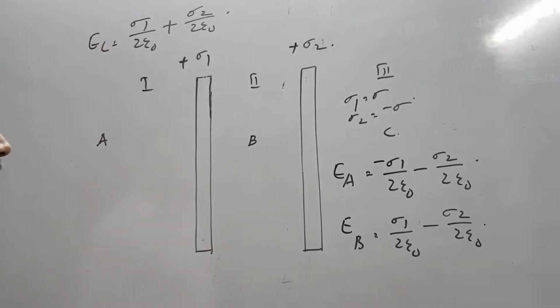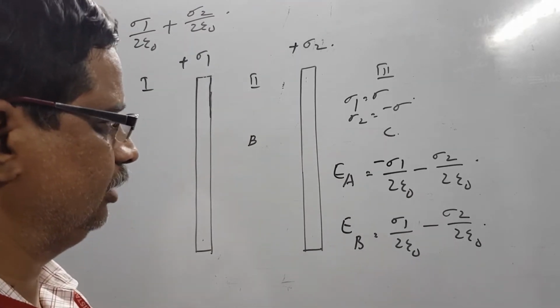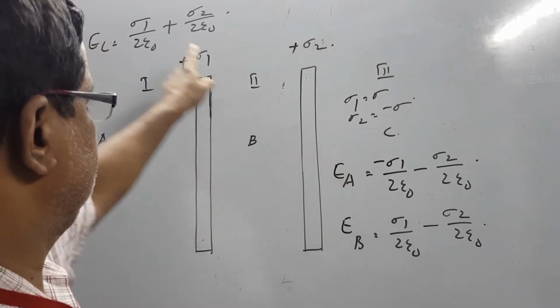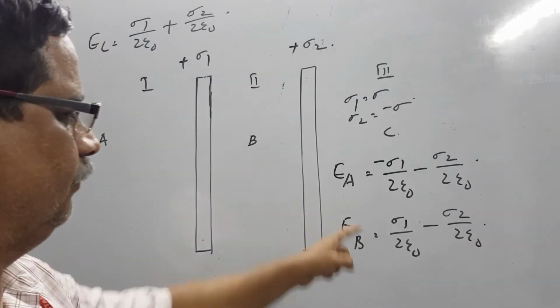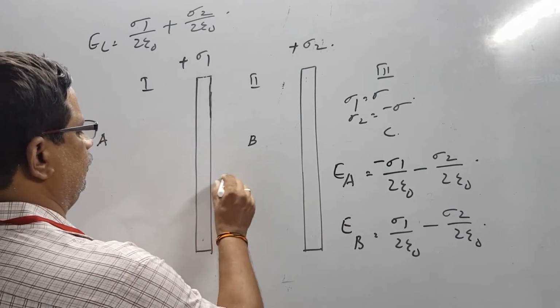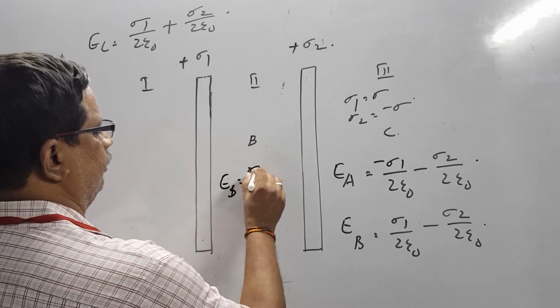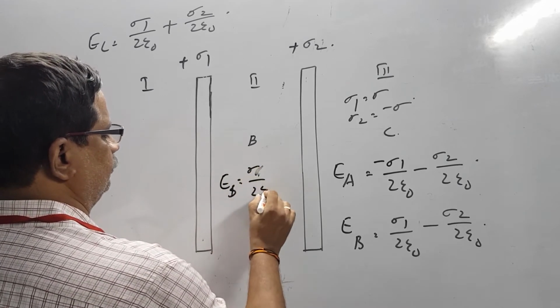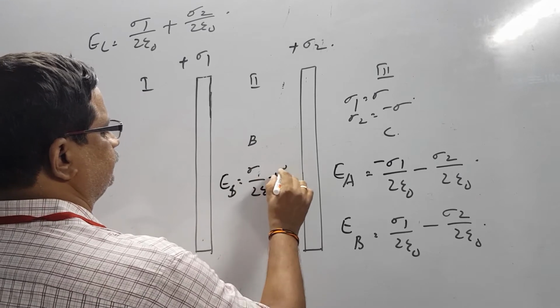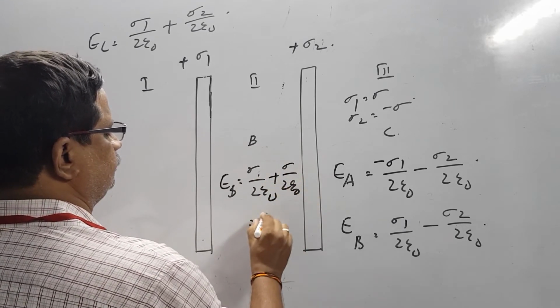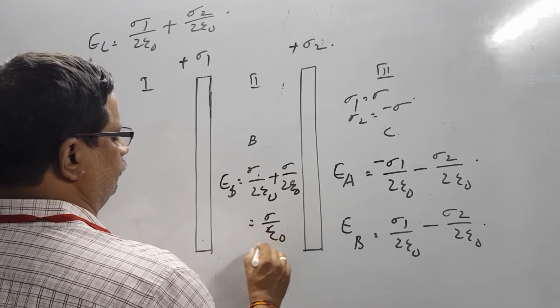So if you put sigma 1 equal to sigma and sigma 2 equal to minus sigma, both EA and EC will become 0. And what about EB? Then EB will be equal to sigma by 2 epsilon 0 plus sigma by 2 epsilon 0, which is again sigma by epsilon 0.